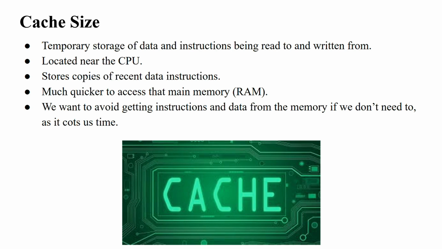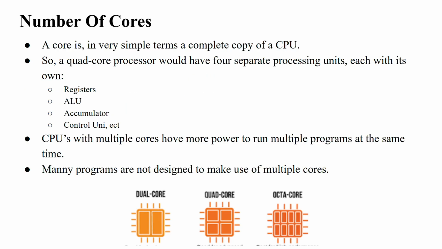We want to avoid getting instructions and data from memory if we don't need to, because it costs us a lot of time, like I said. So that's why cache can be really important. A larger cache size, or more cache, can really increase the CPU performance. The number of cores. A core is a very simple term.